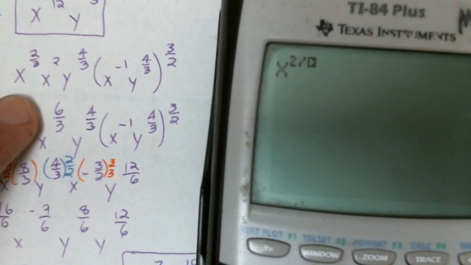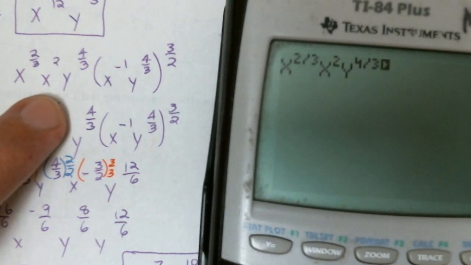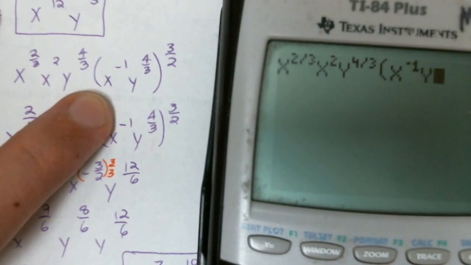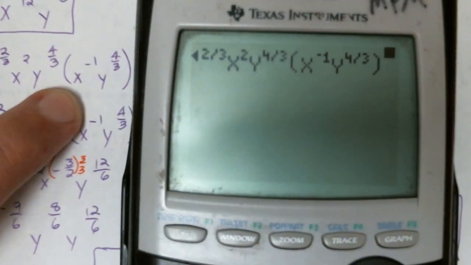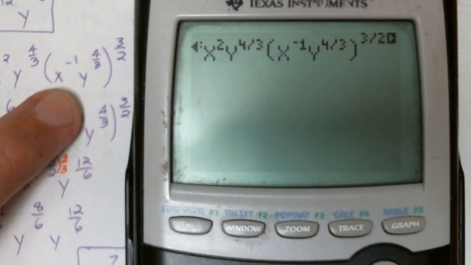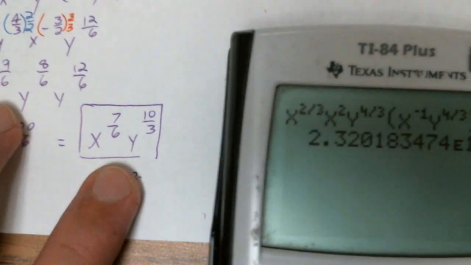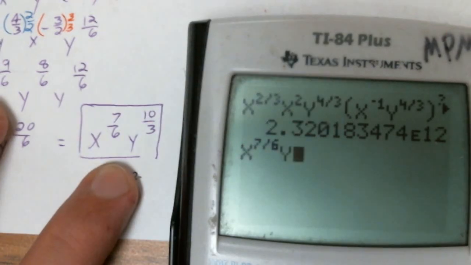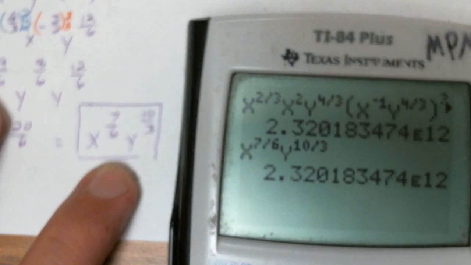X raised to the 2/3, drop the cursor, x squared, alpha y raised to the 4 divided by 3, drop the cursor, parentheses, x to the -1, drop the cursor, alpha y raised to the 4/3, drop the cursor, parentheses, all that, raised to the 3/2. Okay, good Lord of mercy. 2.3 times 10 to the 12th power. Fine, whatever. We don't care. Okay, let's type in our answer. We think that's the same thing as x raised to the 7 divided by 6, drop the cursor, alpha y raised to the 10/3. Drum roll. I'm scared. Boom.